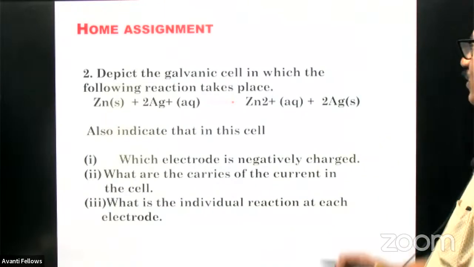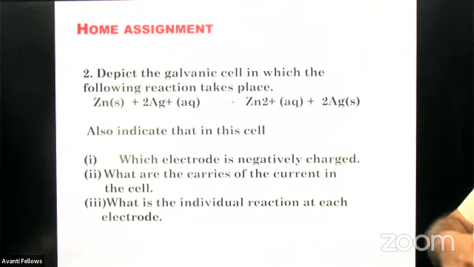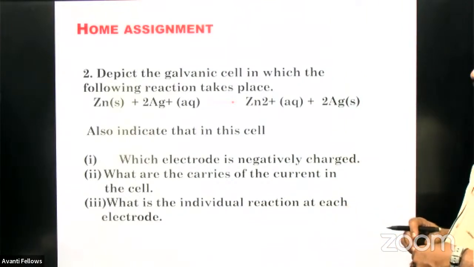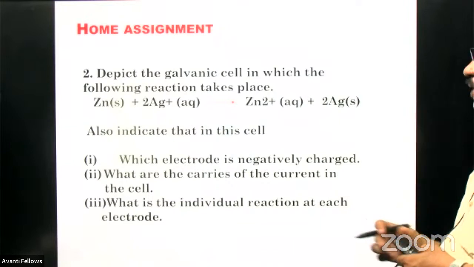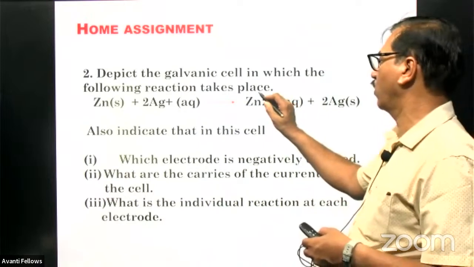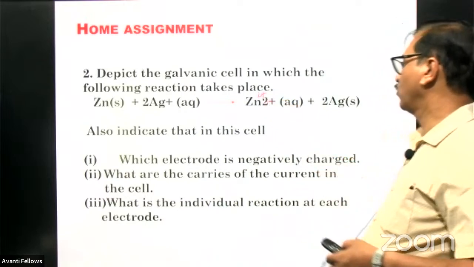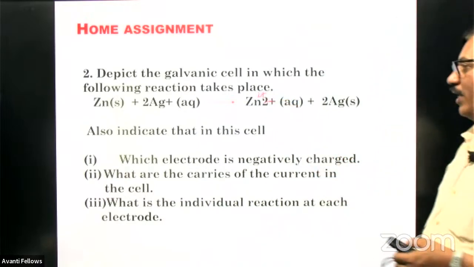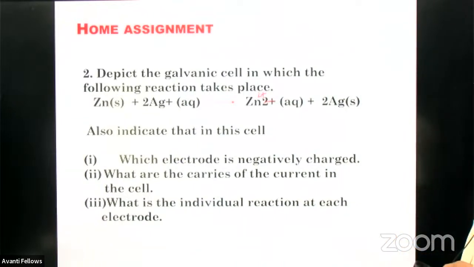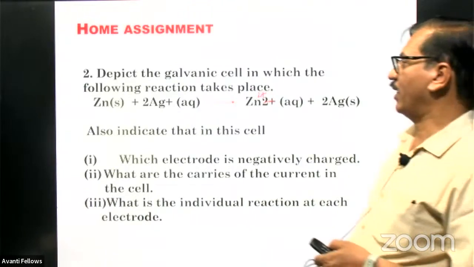Depict the galvanic cell in which the following reaction takes place. Zn plus 2Ag+ aqueous giving rise to Zn2+ and 2Ag. Also indicate in the cell which electrode is negatively charged. We'll try this here only.